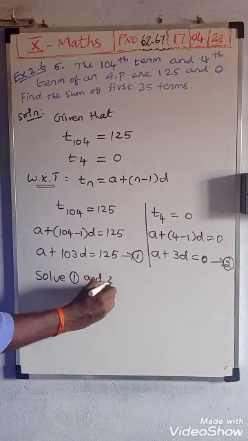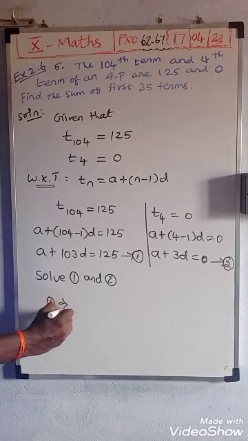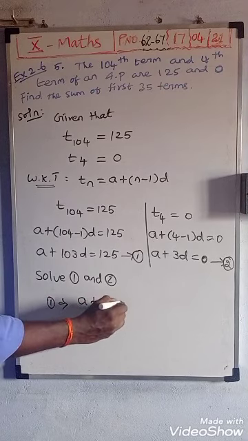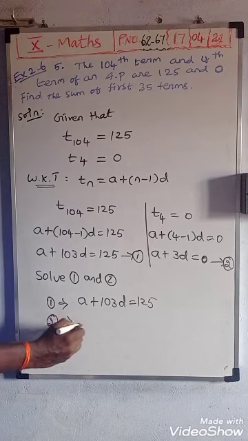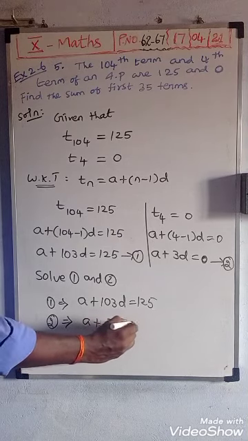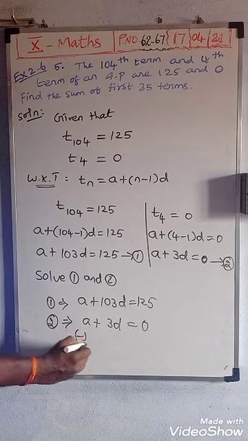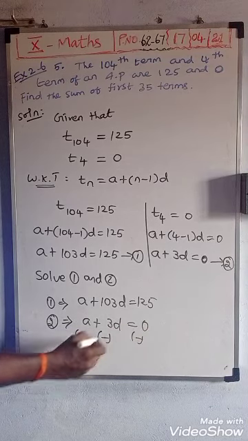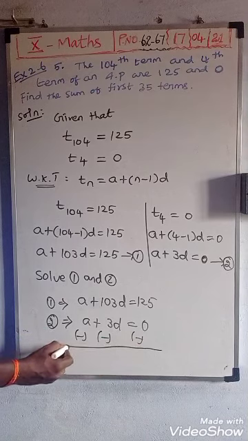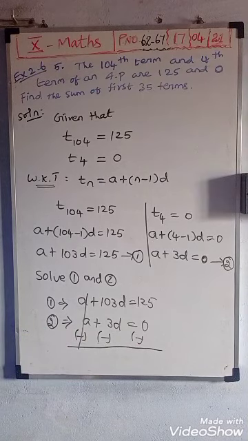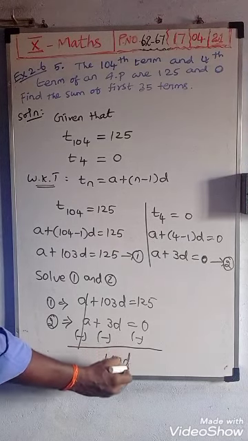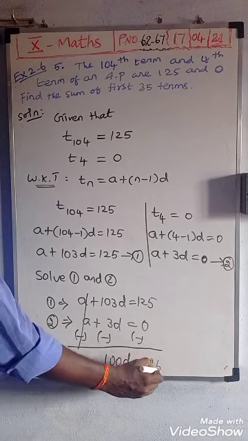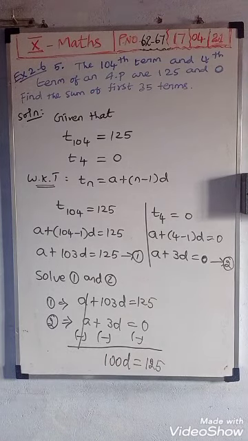Solve 1 and 2 means first equation, write A plus 103d is equal to 125. Second equation, write A plus 3d is equal to 0. So you should subtract, plus A minus A will go. Want to subtract, that means want to change the symbol. By elimination method you cancel plus A minus A. Here 103d minus 3d means 100d is equal to 125.